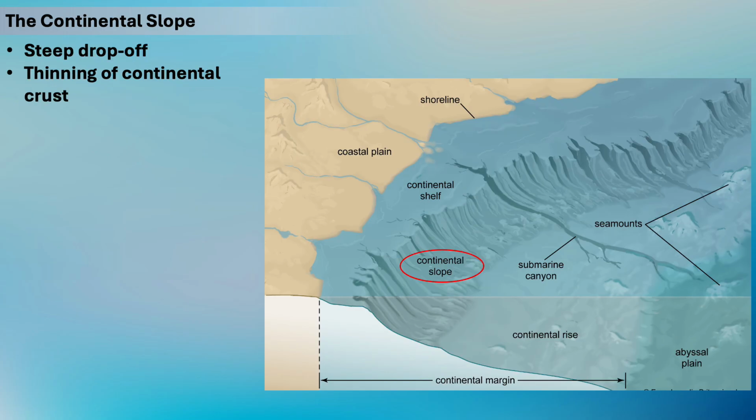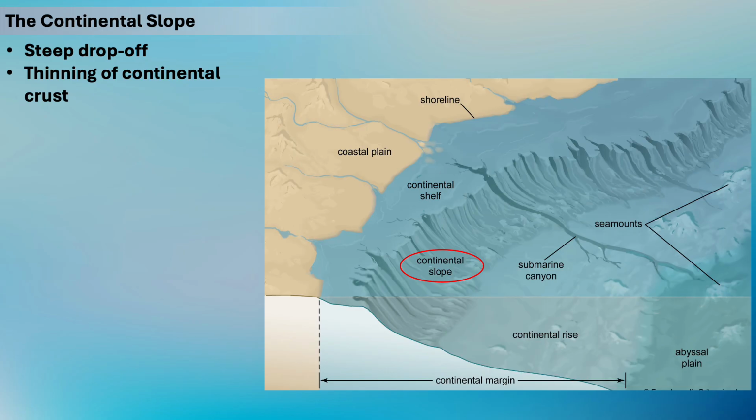The continental slope is the steeply inclined region that connects the shallow continental shelf to the deeper parts of the ocean basin. Unlike the shelf, which slopes very gently, the continental slope marks a rapid increase in water depth over a relatively short horizontal distance. The continental slope begins near the shelf break at around 200 meters depth and descends steeply to depths of several thousand meters.